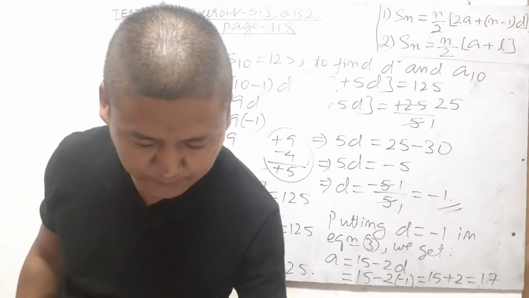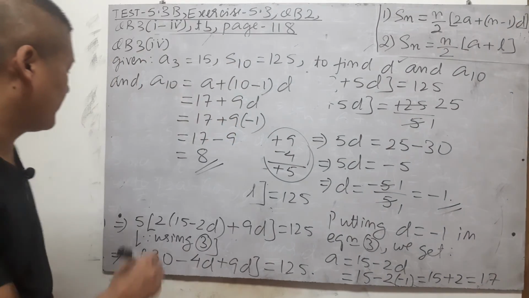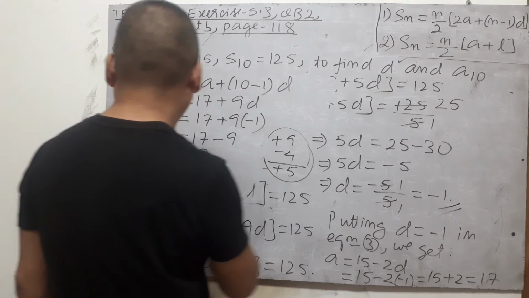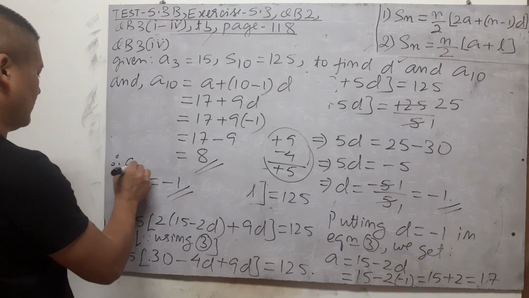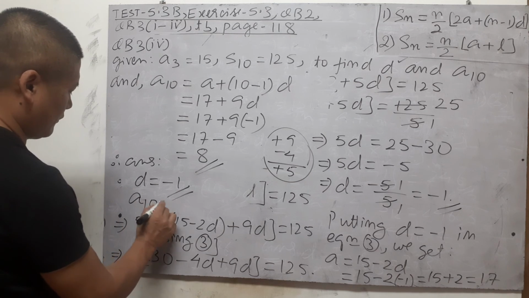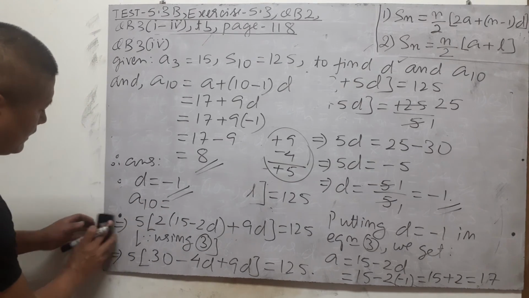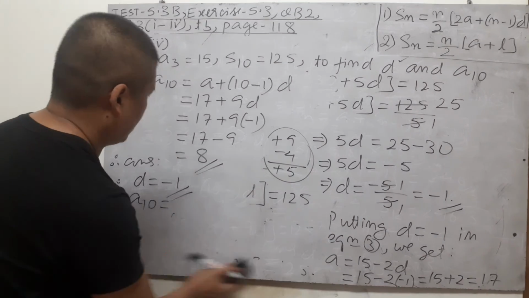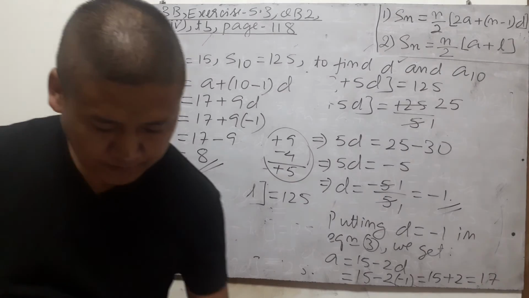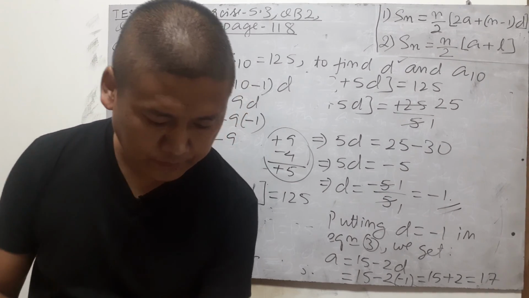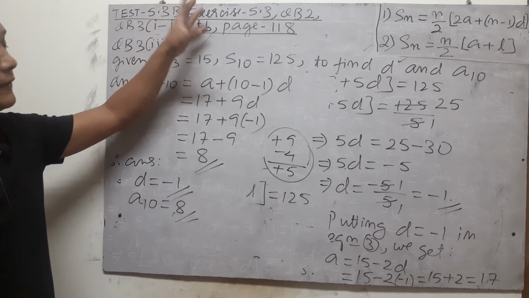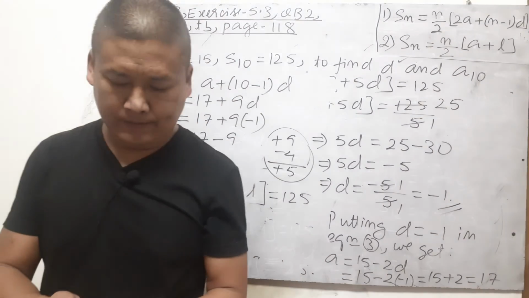So the textbook answer is the same, I think. Yes, that's correct. So they asked us to find this d value. We found it to be minus 1. So you can write here, therefore, answers. Then they told you to find the A10 value, which we found to be 8. Same as the textbook answers, yes. So that completes the part for this test 5.3B, okay. I hope you got it.